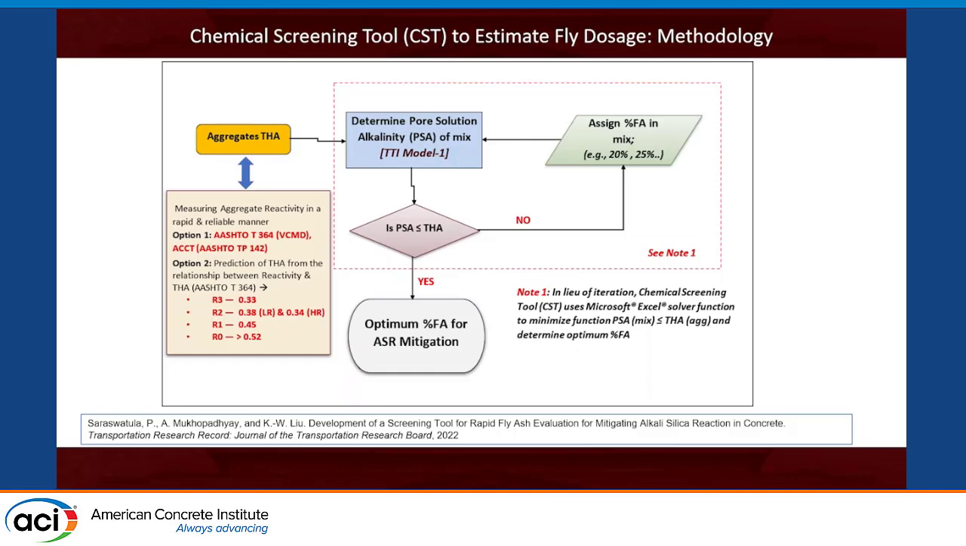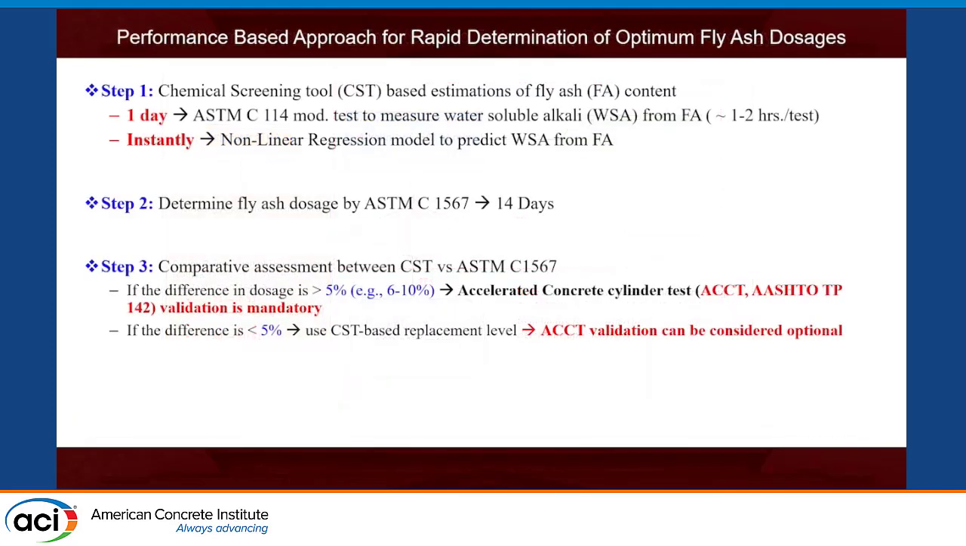Now, if we know the reactivity, we can assign a value called threshold alkalinity. The pore solution of the concrete is supposed to be below or pretty close to that value. Then that particular amount of fly ash is good enough to mitigate ASR. That's the relationship we developed. This is called a screening tool, it is an Excel tool, and it is also published in TRB. So this is our recommended approach.